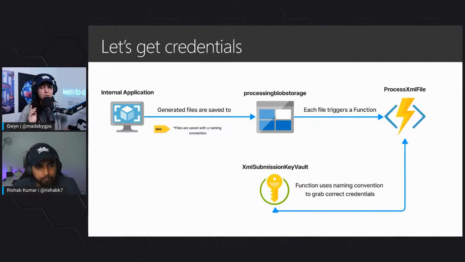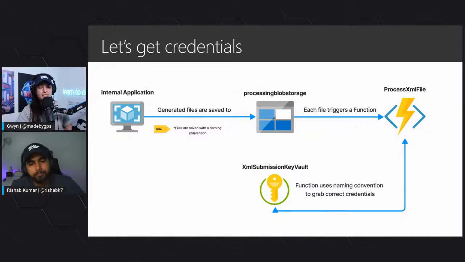Now, the reason that grabbing the credential is the first step here is because there's no point in processing the actual XML or the file if I can't find the proper credential, right? Because you're not going to be able to submit it to the API. So that's the first step here.